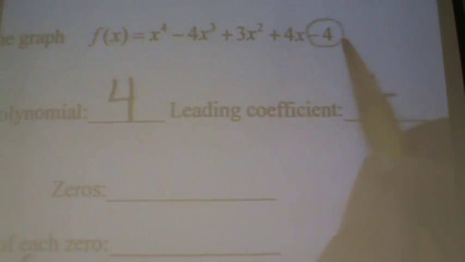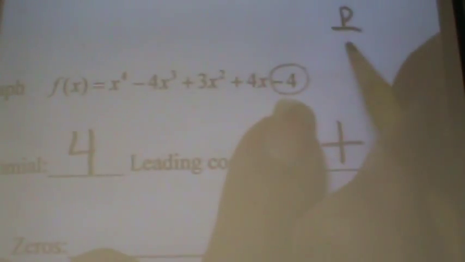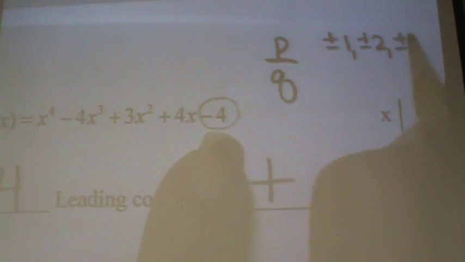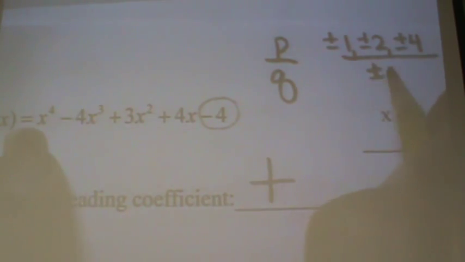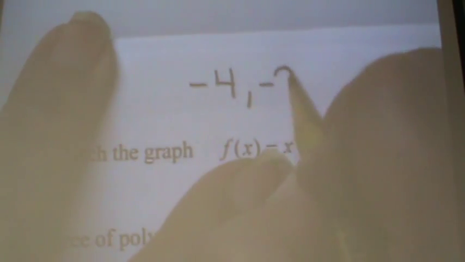So what you're going to do is start off by P over Q. What are the possible factors of 4? 1, 2, and 4. And what are the factors of Q, which is 1, 1. So in order, our factors from left to right are negative 4, negative 2, negative 1, 1, 2, and 4.